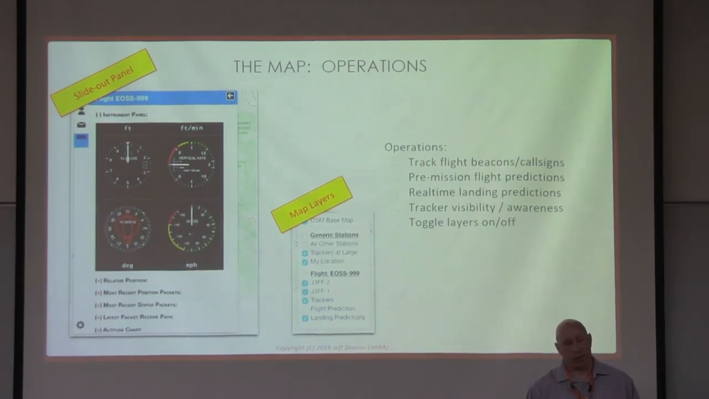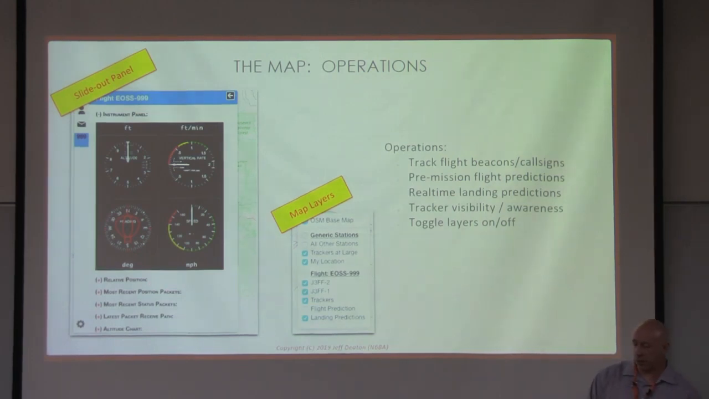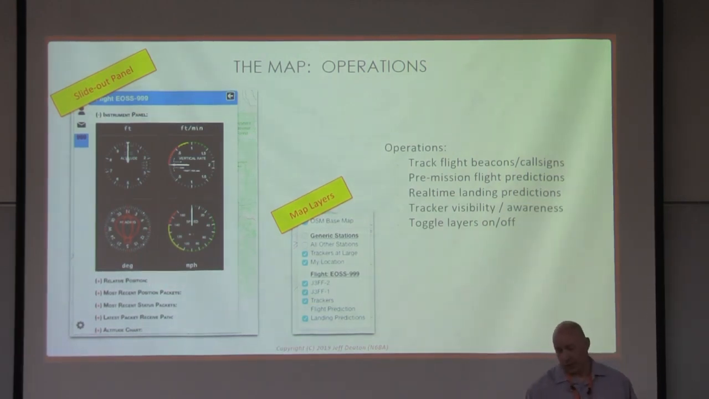So on one flight this year we had, was it 6 or 7 beacons, I think? And all of those are displayable as far as position packets and stuff like that individually. You can toggle layers on and off. Most folks spend their time on the map, especially if you're out trying to hunt something down.